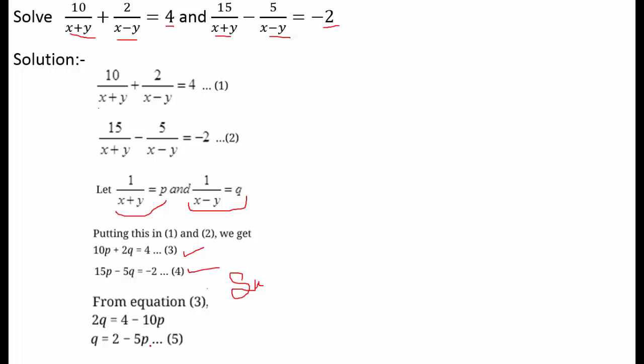Now substitute this value of q in equation number 4. This will become 15p minus 5 into q, and q is 2 minus 5p. And this will become 15p minus 10 plus 25p equals minus 2.